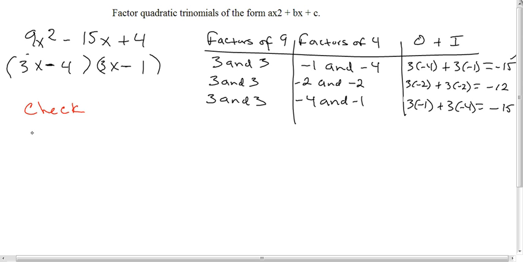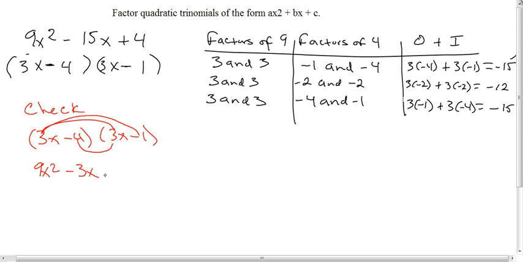To check, we would have 3x minus 4 times 3x minus 1, and of course 3x times 3x will give us 9x squared. 3x times a negative 1 is a negative 3x, and negative 4 times 3x will give us a negative 12x, and a negative 4 times 1 will give us a positive 4. Combine our like terms, and we're looking at 9x squared minus 15x plus 4. So again, that checks out.